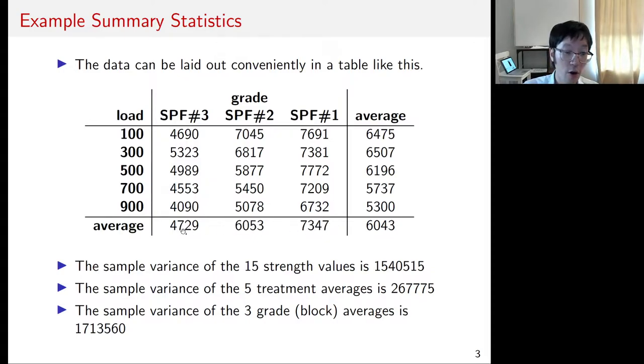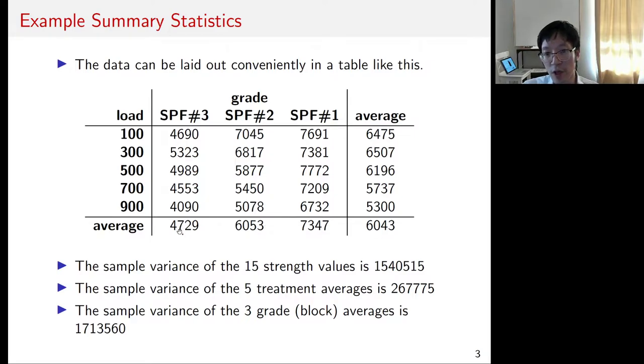Notice there's actually really large differences among these three grades. There's an average difference of over 1,000 between each grade. And so you notice that the differences between the grades is actually bigger than the differences between the effect of the loads. Notice the range of strength due to loads is actually much closer to each other than the differences with the blocking, comparing the three different blocks.